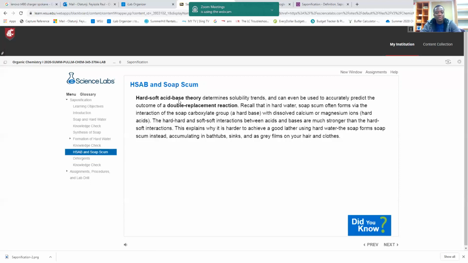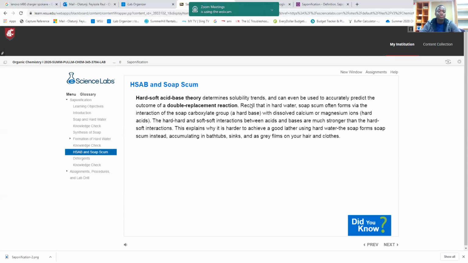And generally, the rule for hard soft acid theory is basically that hard acid would interact with hard bases to form very strong bonds. Soft bases would interact with soft acids to form very strong intermolecular forces of attraction. However, if you have a hard acid and a soft base, the interaction is not going to be as strong, and vice versa. Okay. Now, the ions that are present in your hard water are known as hard acids.